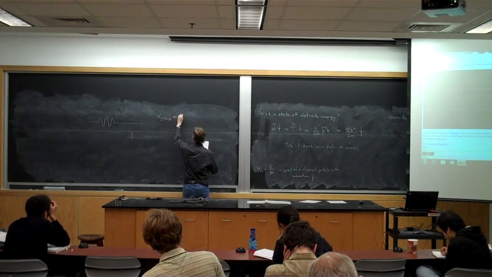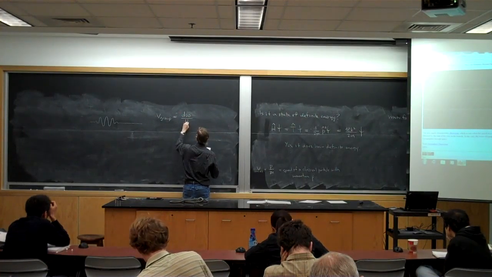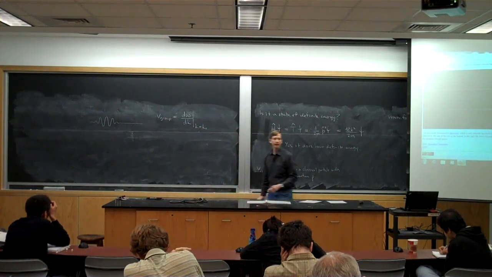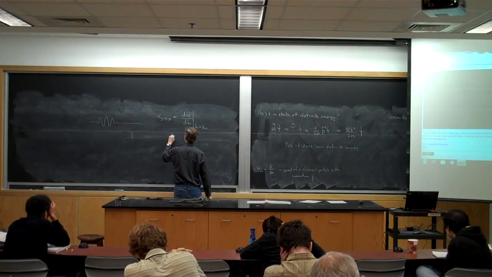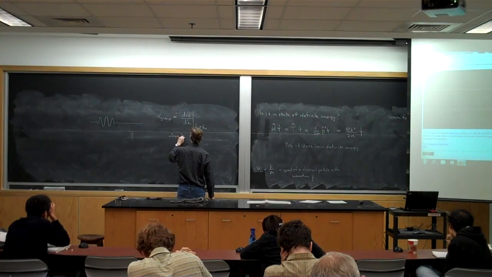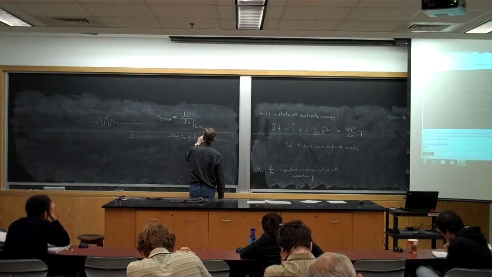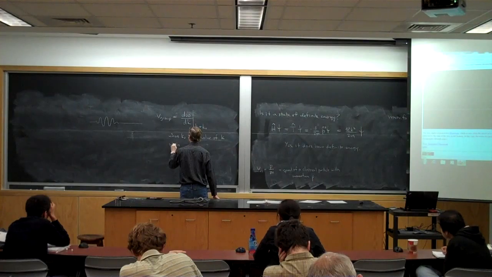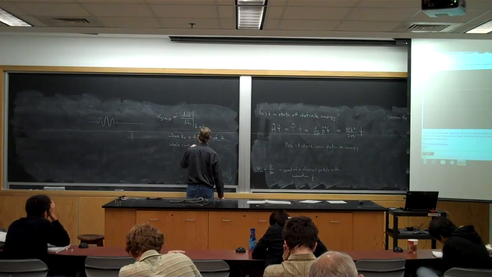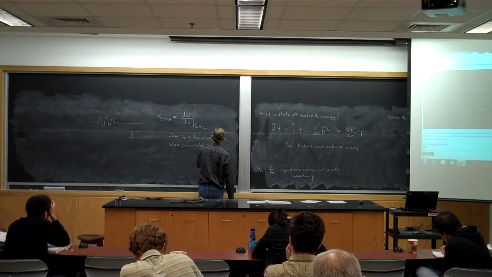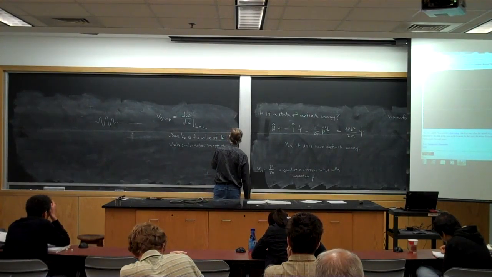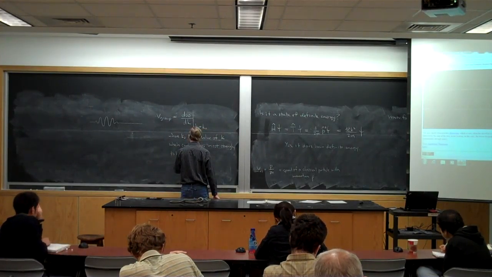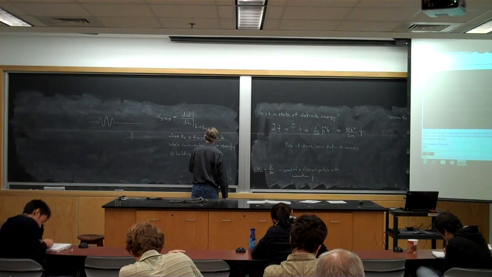the group velocity is d omega dk evaluated at k equals k naught, where k naught is the value of k which, in some sense, contributes most strongly to building the wave packet.